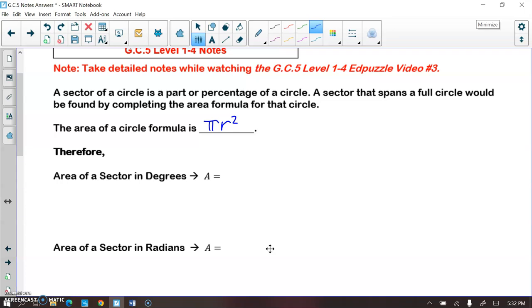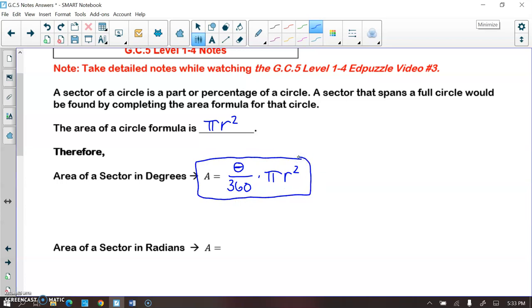So in degrees, we use A for area always. We would take the angle divided by 360, which means that's the fraction of the circle that we are trying to find the area of. For example, if we were trying to find the area of 1/4 of the circle, that's the same as 90 over 360. And 90 degrees of a full circle is 1/4 of a circle. And then we would just multiply that by the area of our circle. So this is our degrees formula.